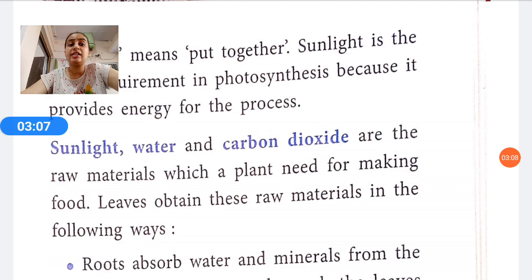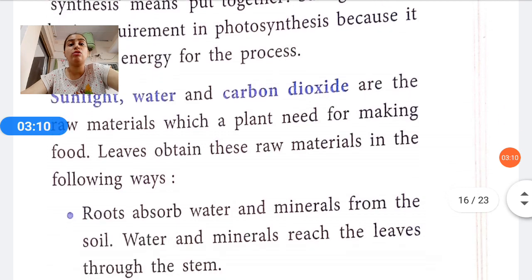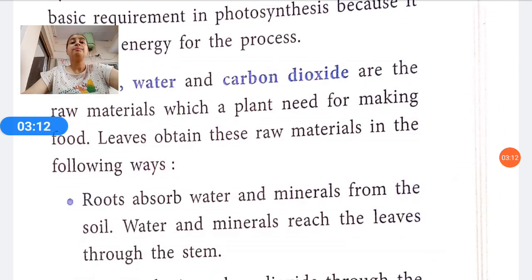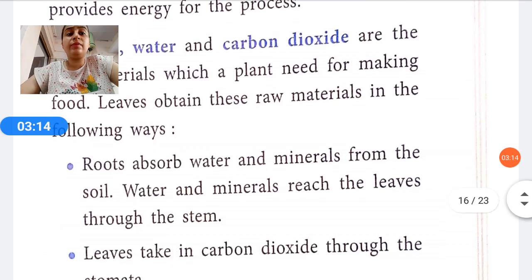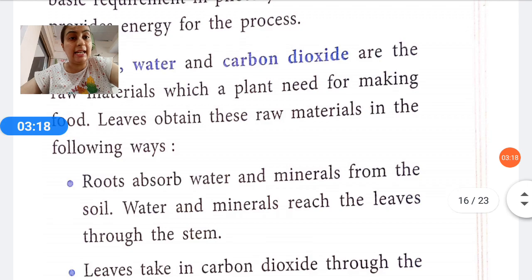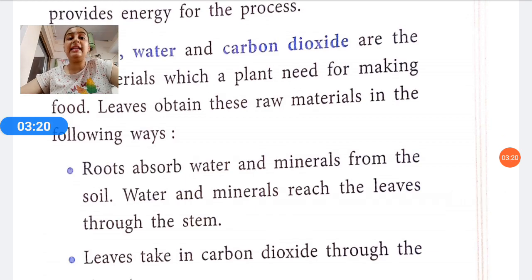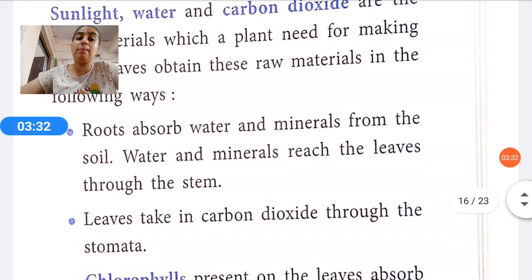Leaves obtain these raw materials in the following way. How do they obtain the raw materials? Roots absorb water and minerals from the soil. Where do they absorb water and minerals from? वो तो soil से ले लेते हैं. Water and minerals reach the leaves through the stem. और ये leaves तक कैसे जाते हैं? Through the stem. I have already explained what the function of the stem is, that it transports water and minerals from the roots to other parts of the plant.